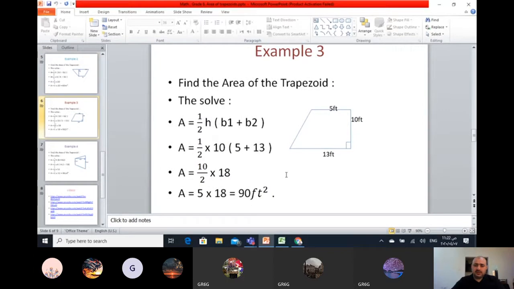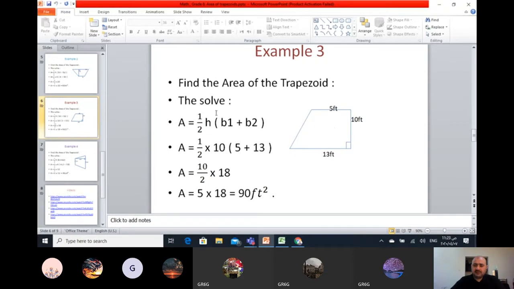Lesson 3, example 3, sorry. Find the area of the trapezoid. This is the trapezoid here. Here we have the small base, and here we have the large base, and here we have the height. So B1 equals 5, B2 equals 13, and the height equals 10.